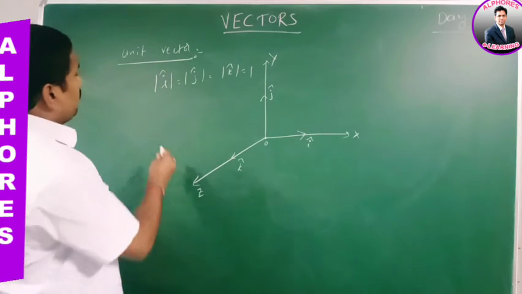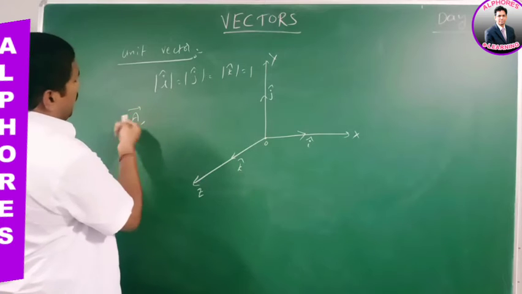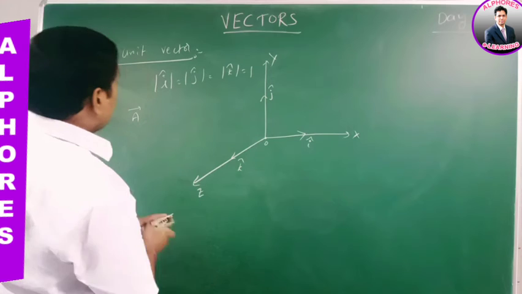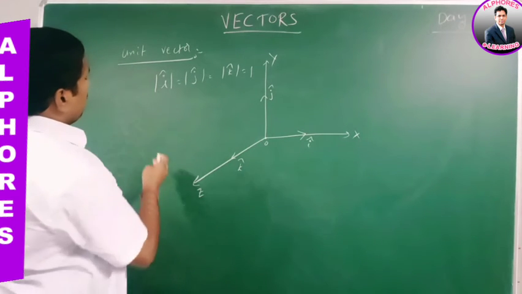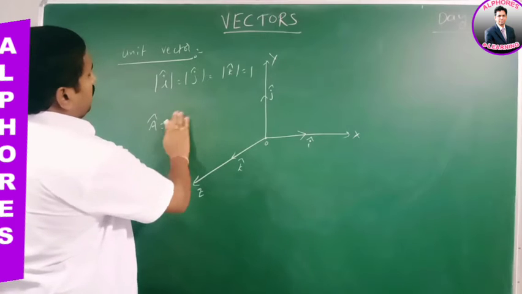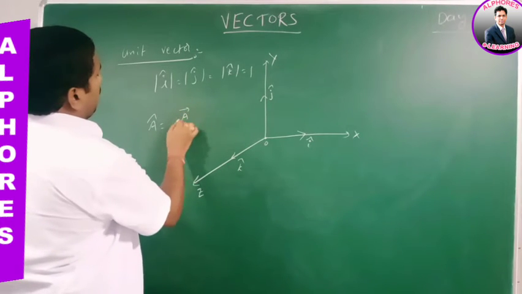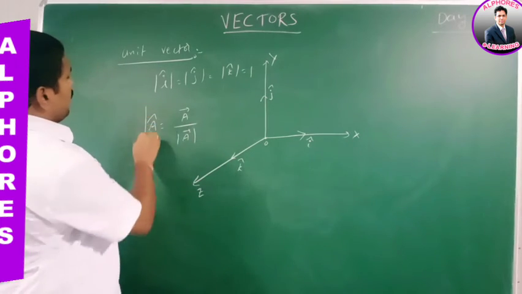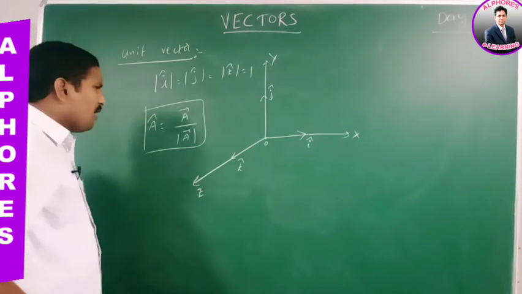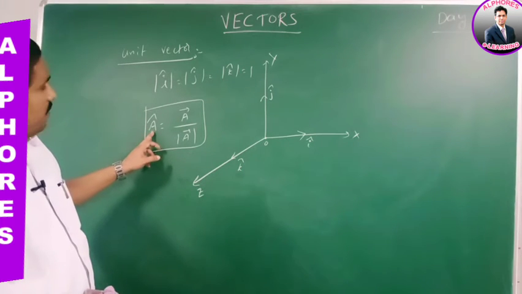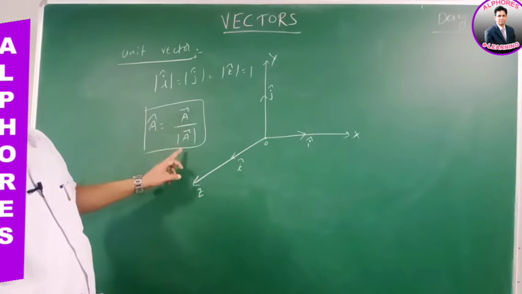Okay. Now listen all of you. For example, let us say a bar is any vector. The unit vector of a bar can be represented by a cap. A cap is generally defined as a bar divided by the magnitude of a bar. So this is the general expression for the unit vector of any vector: a cap is equal to a bar by magnitude of a bar.